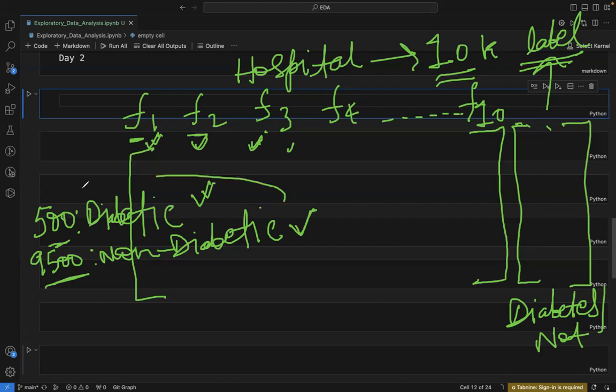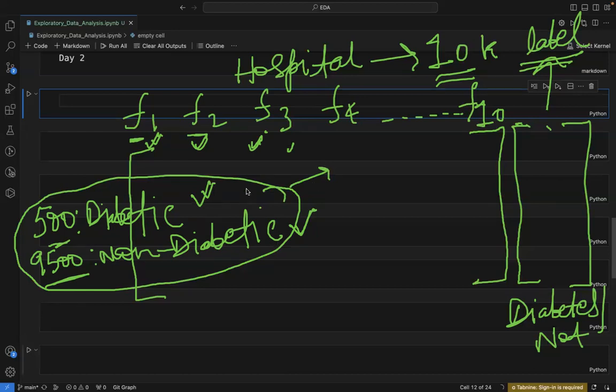That's why this type of data set is called an imbalanced data set, where one type of data is very high in number compared to the other type of data. If you compare here, the diabetic patient data is very, very less in comparison to the non-diabetic patient data. So this type of data set is called imbalanced data.